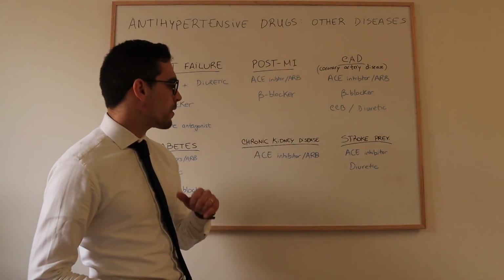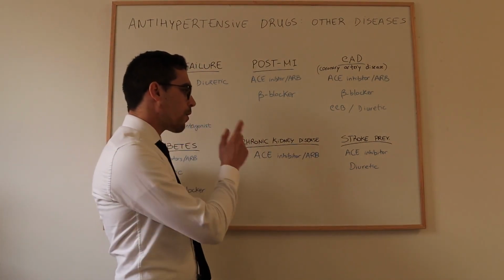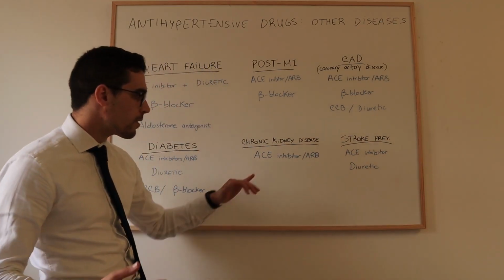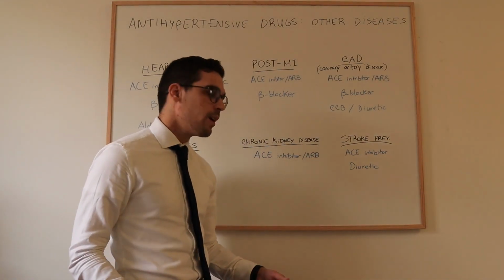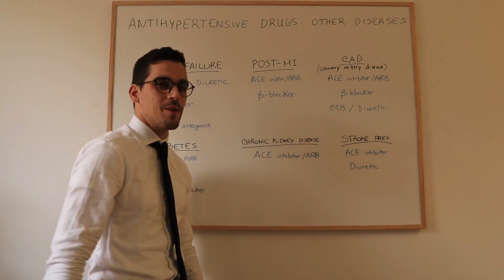Okay, so what is the next one? Chronic kidney disease. So, for chronic kidney disease, we give them what? ACE inhibitor or ARB. And why? Because it's nephroprotective, so this is a nice, easy one to remember.